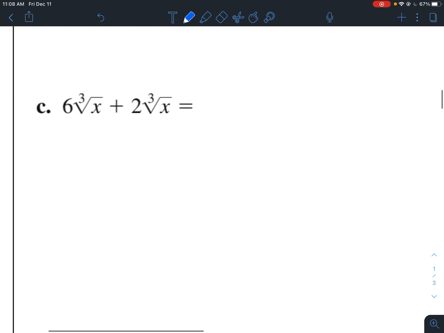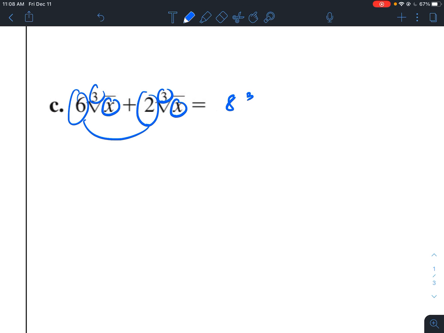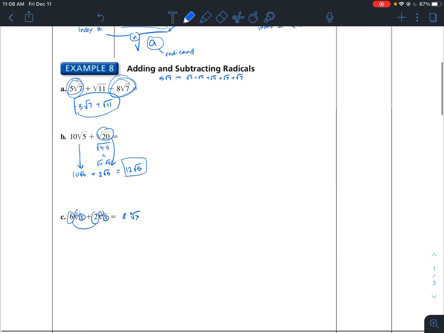Now for C, I have 6 cube root of x plus 2 cube root of x. Because I have the same radicand and the same index number, I can add the coefficients. So this will just be 8 cube root of x. Okay.